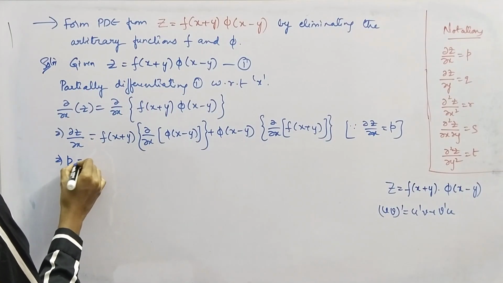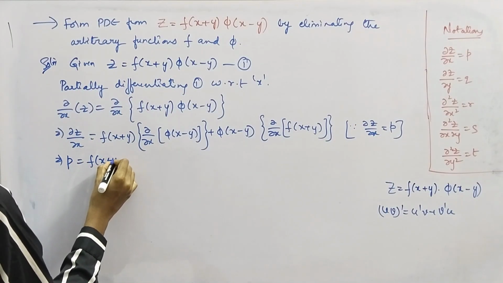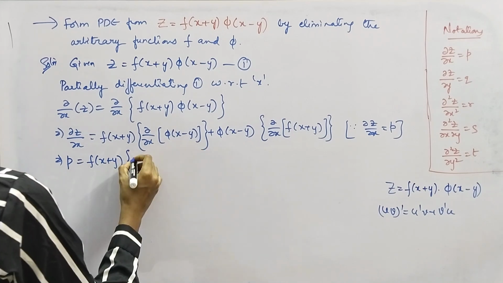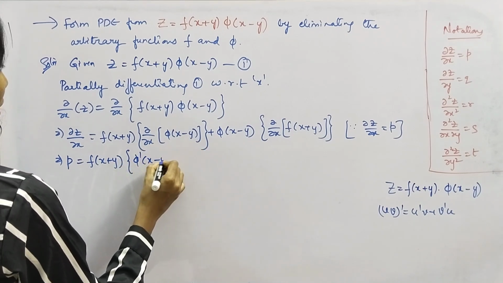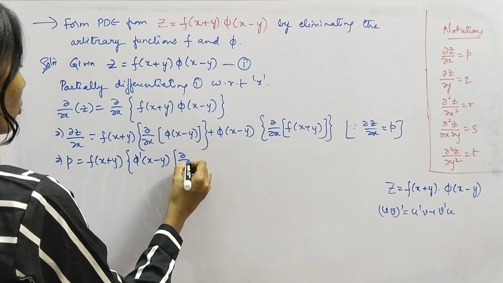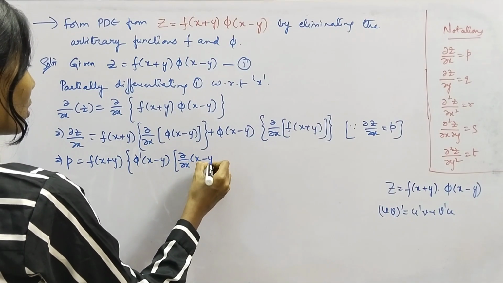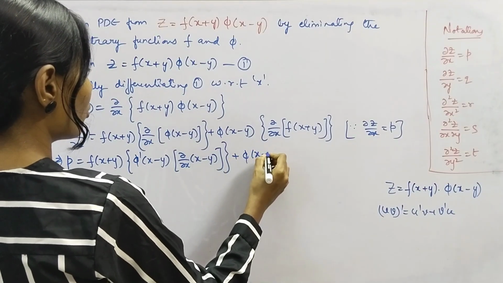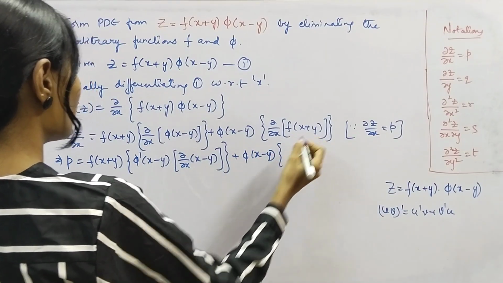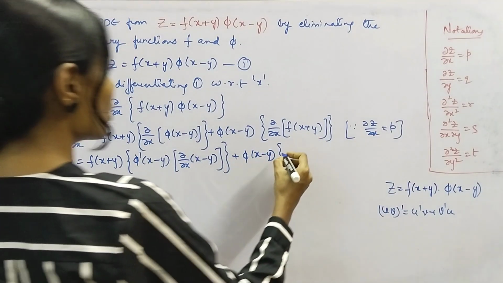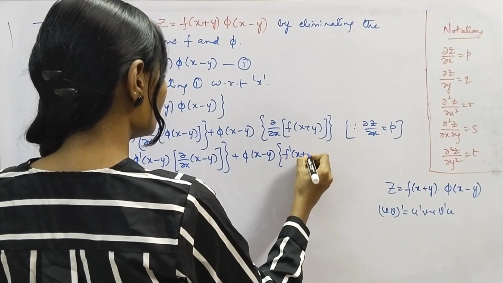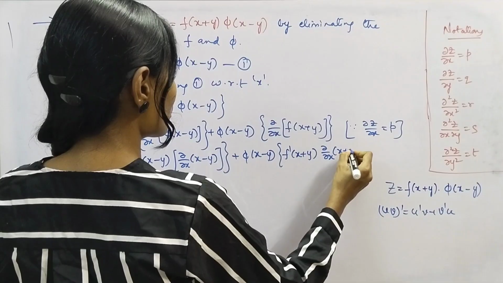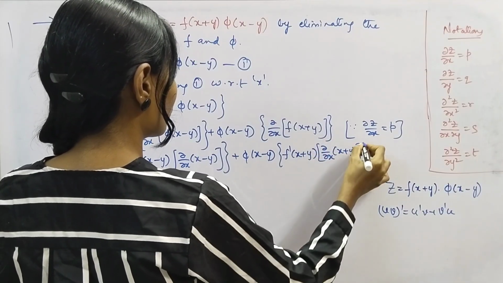This gives us p equal to f of x plus y into partial derivative of phi of x minus y, which is phi dash of x minus y into its inner derivative dou by dou x of x minus y, plus phi of x minus y into partial derivative of f of x plus y, which is f dash of x plus y into its inner derivative dou by dou x of x plus y.